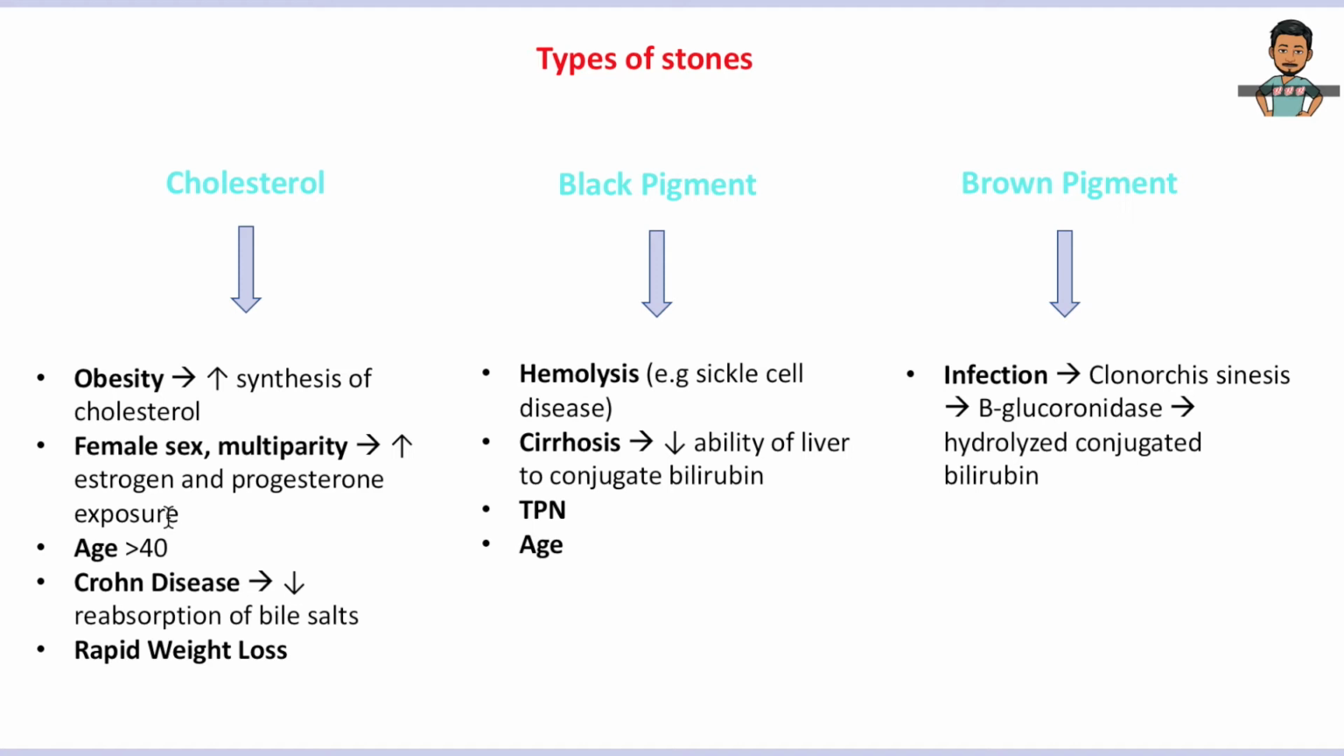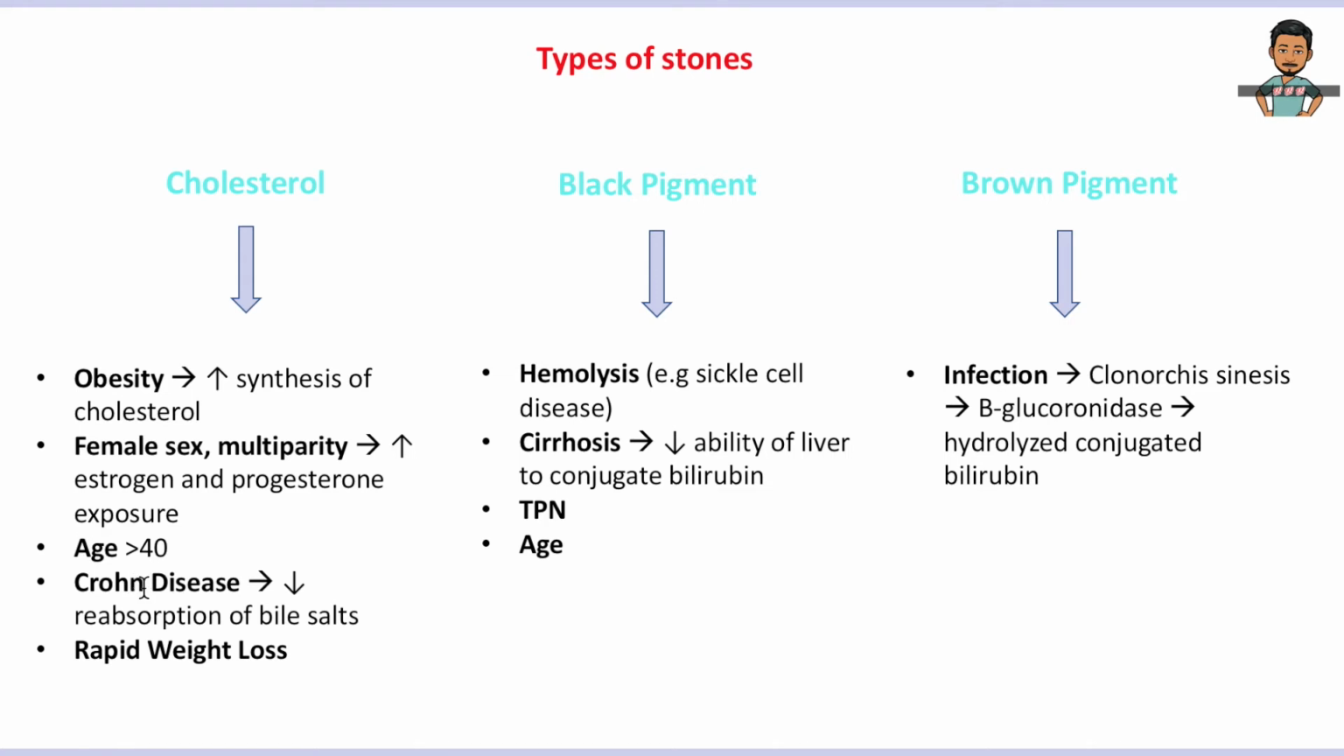So remember, like I said, there's two underlying factors. One is the contents. So if cholesterol is one of the contents that promotes the precipitation of stone. So all these factors listed over here, like obesity, female sex, Crohn's disease, they all increase cholesterol synthesis in comparison to bile salts. And that's what promotes the gallstone formation. Age greater than 40 is very important.